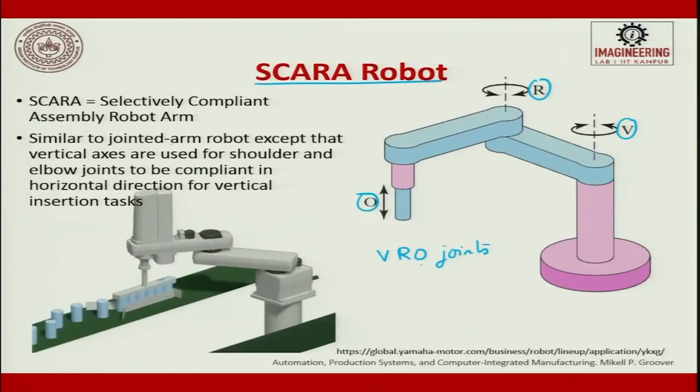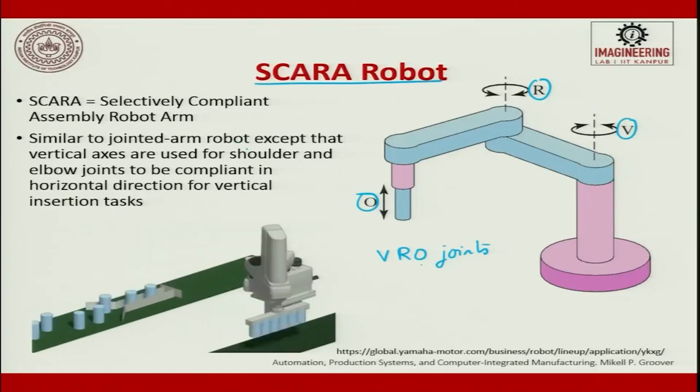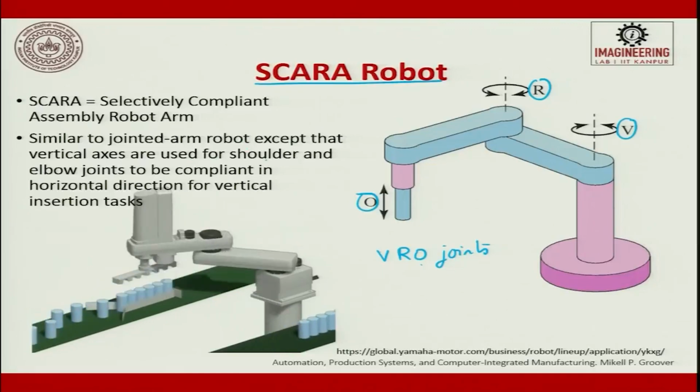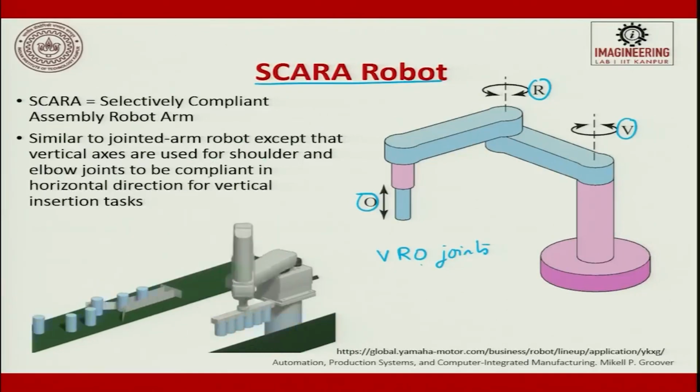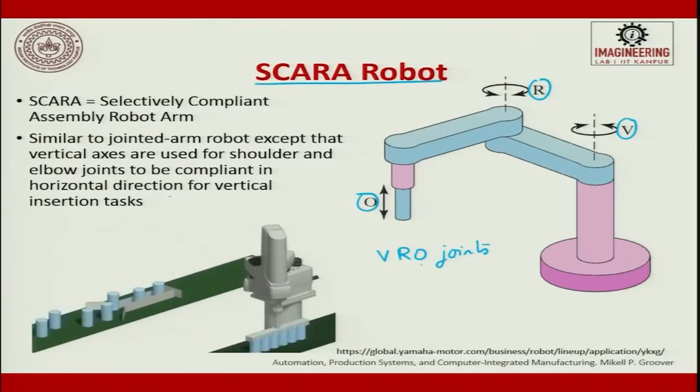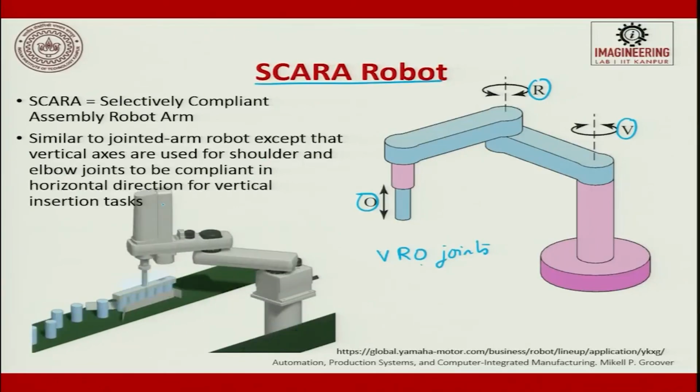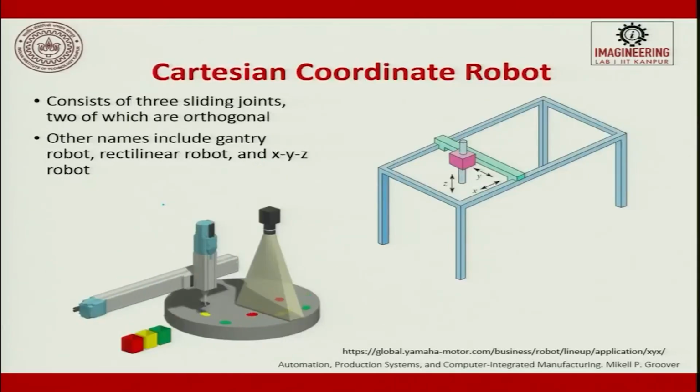So, similar to joint arm robo except that the vertical axes are used for shoulder and elbow joints to be compliant in the horizontal direction for vertical insertion task. Next is Cartesian coordinate robo.